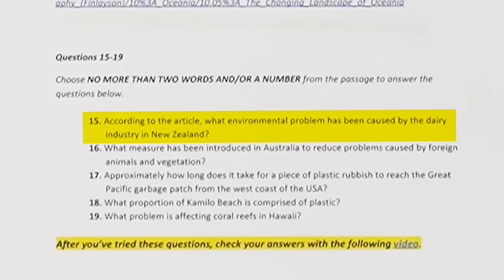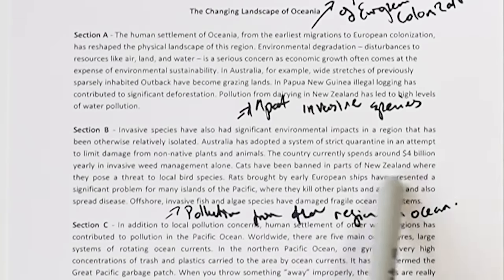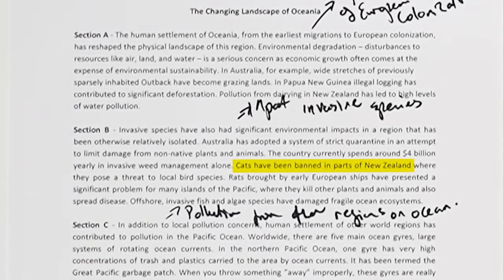So what we need to do is scan for the location of this correct answer. So New Zealand, there's no real other way of saying New Zealand, so we're going to scan for New Zealand. So we have New Zealand here. Cats have been banned in parts of New Zealand. All right, so it's not about cats. This is about the dairy industry.